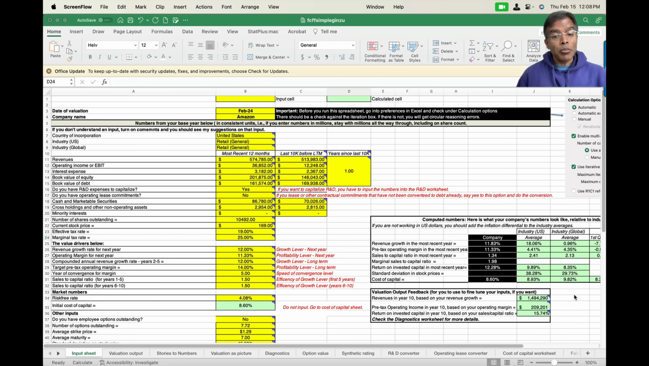The higher this number, the more efficiently you're generating growth. Again, to give you some parameters, I've shown you the industry averages, I've shown you this company's sales to capital, but I also compute what's called a marginal sales to capital ratio. You're saying, what is that?